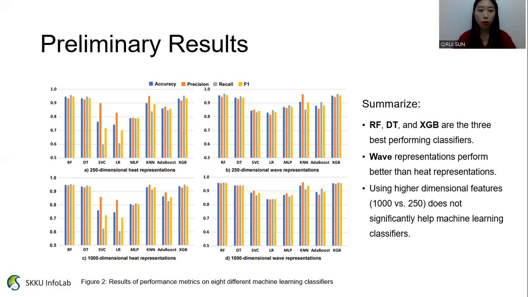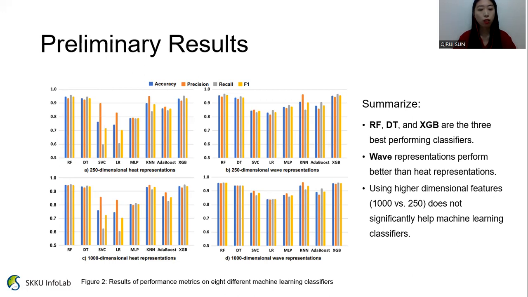We summarize the following experimental results. First, random forest, decision tree, and XGBoost are the 3 best performing classifiers in all experiments. Second, wave representations perform better than the heat representations. Third, using higher dimensional features, for example, 1,000 features versus 250 features, does not significantly help machine learning classifiers.